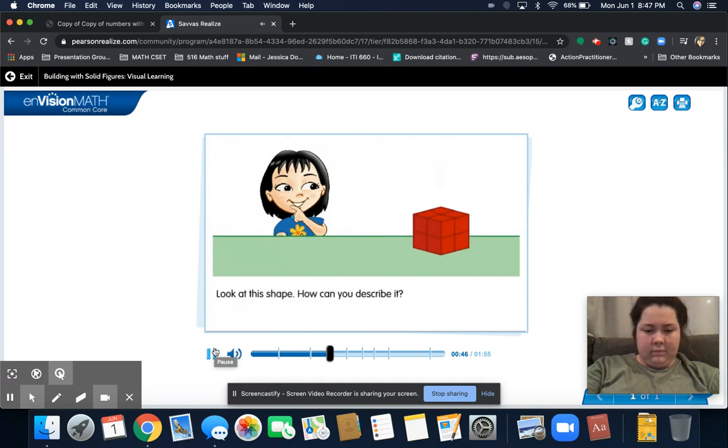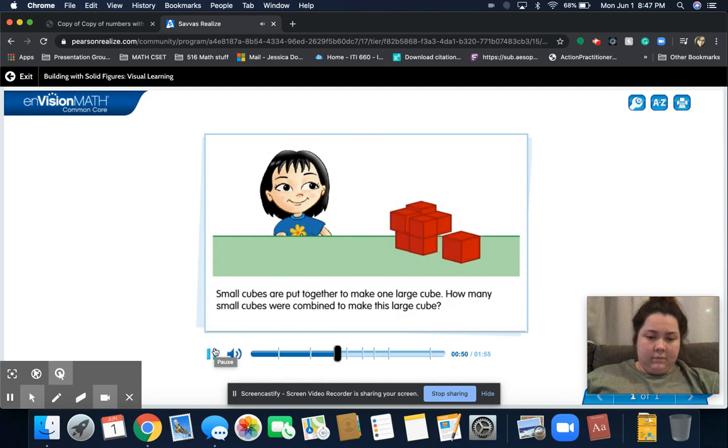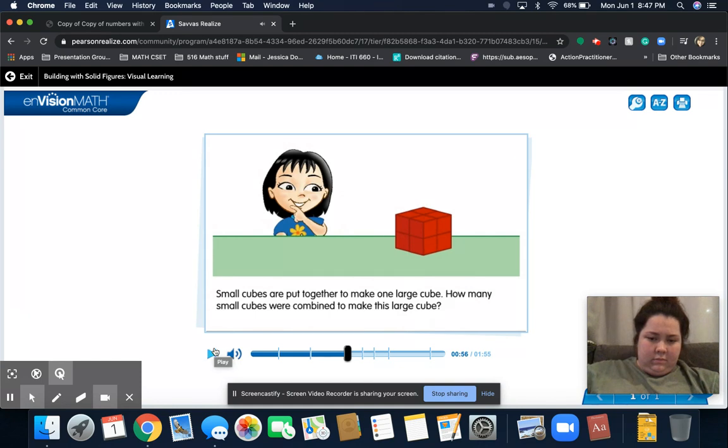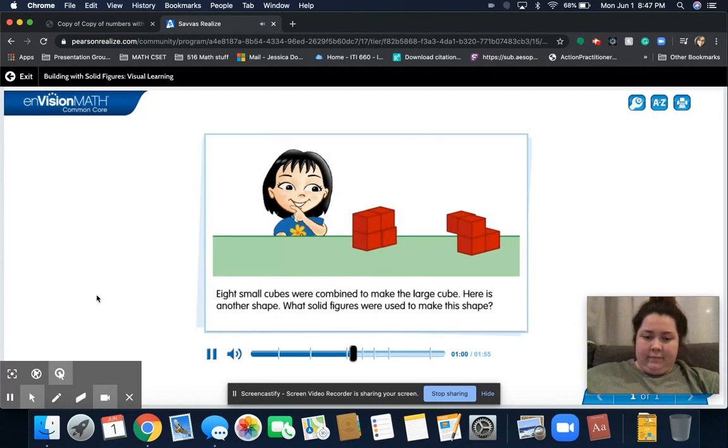Look at this shape. How can you describe it? Small cubes are put together to make one large cube. How many small cubes were combined to make this large cube? So we can count how many little cubes are in there. Let's count. 1, 2, 3, 4. And then it must be the same on the bottom. 1, 2, 3, 4. So 8. 8 small cubes were combined to make the large cube.